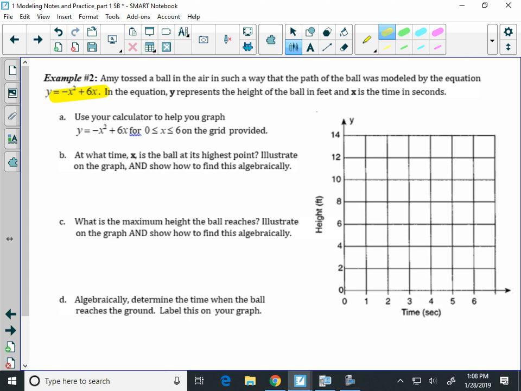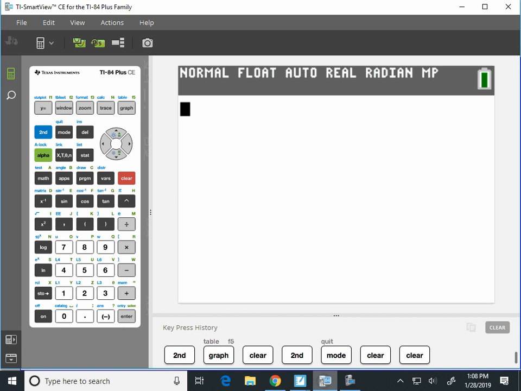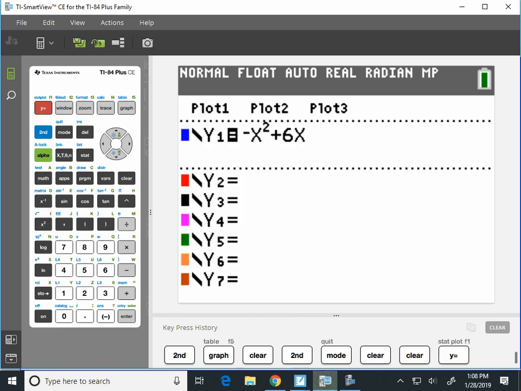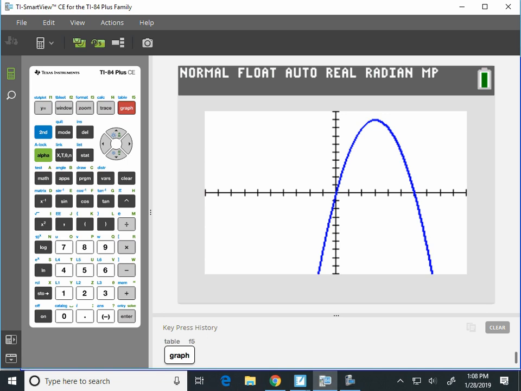So we have the equation y equals negative x squared plus 6x. We're going to make this graph, and we're going to graph it on the domain, or on the x values from 0 to 6. So let's type this equation into our calculator. Type it onto your calculator, and you should see that you have that parabola when you hit graph.